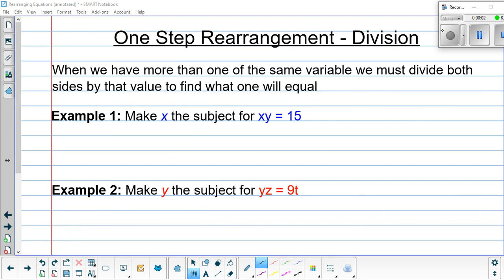So now we're looking at one-step rearrangements. This time we have to do division, and that will make our subject. So when we have one or more of the same variable, we must divide both sides by that value or variable to find out what our subject will be. So in our first one, we have x.